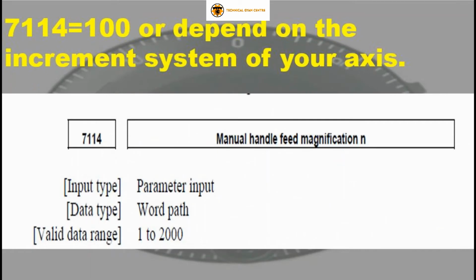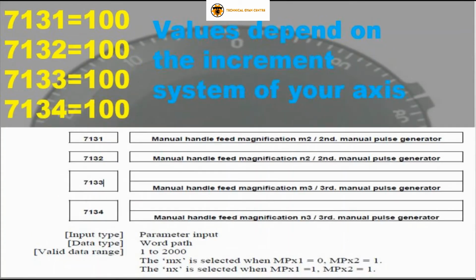Then change 7114 equal to 100. It will depend upon the increment system of your axis. Similarly, below are the different parameters which need to be changed depending upon increment system of your axis. That is 7131 equal to 100, 7132 equal to 100, 7133 equal to 100, and 7134 should also be 100. What is 7131? It is simply manual handle feed magnification M2, second manual pulse generator. Same is for 7132, manual handle feed magnification N2, manual pulse generator. Same is for other two parameters.